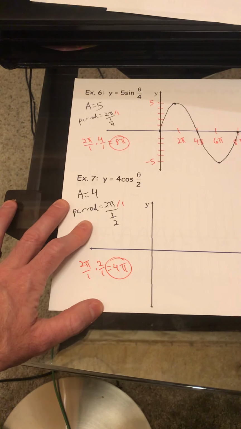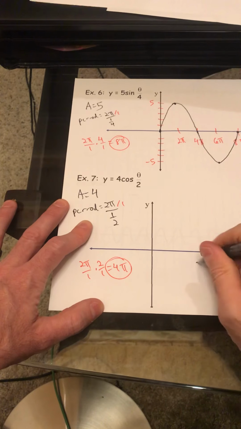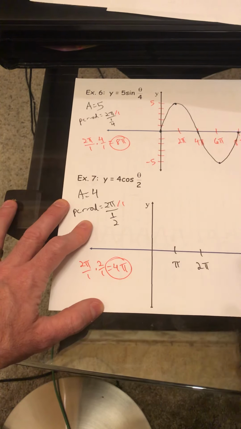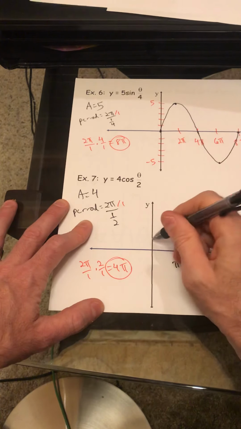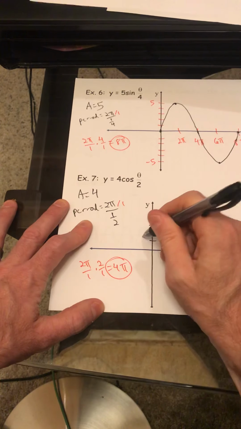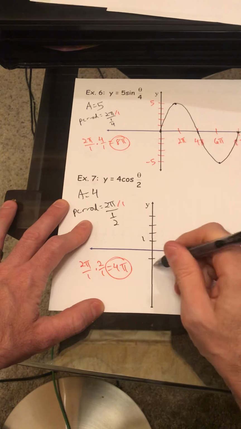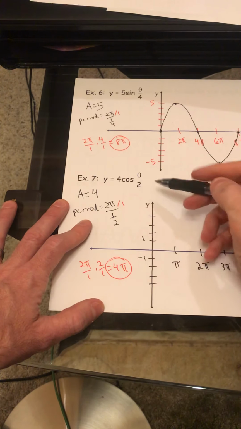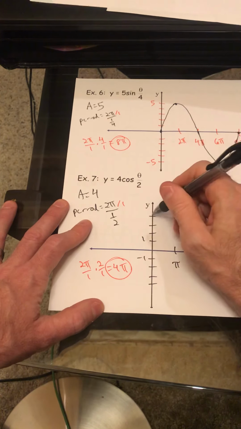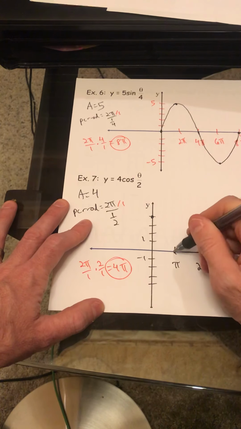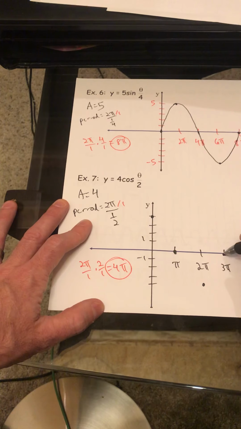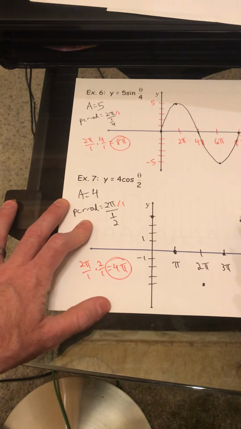So we'll come out here to the end. Half of 4 pi is 2 pi. Half of 2 pi is pi. What's in the middle of 2 and 4? 3 pi. And cosine starts at the maximum, which will be 4. Then our next critical point's a 0. Then a minimum, 0, finishing at a max.